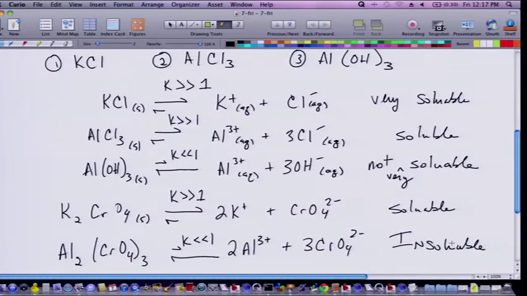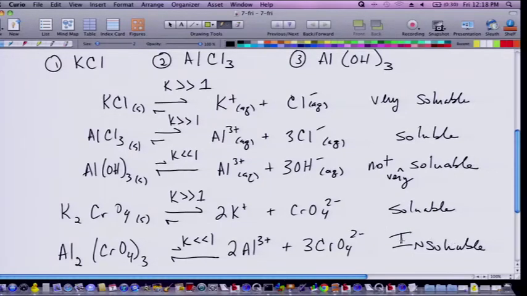Of these 3 salts, KCl, aluminum chloride, and aluminum hydroxide, who would pick potassium chloride? Anybody? You guys watched the webcast from Wednesday? Okay, who would pick aluminum chloride? All right, good number. Any peer pressure to jump on that bandwagon? Okay, who would pick aluminum hydroxide? No takers? Which would be best to use to clean up and remove a chromate ion from contaminated water?